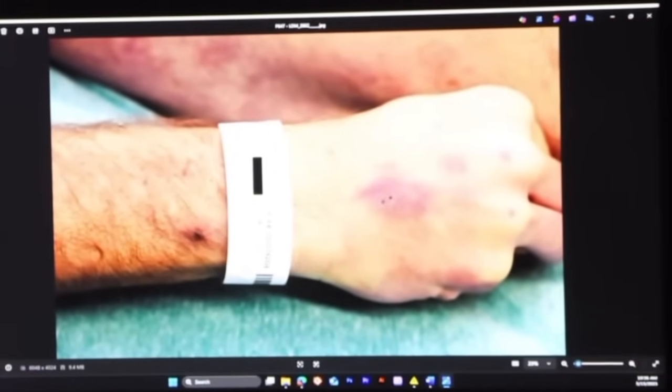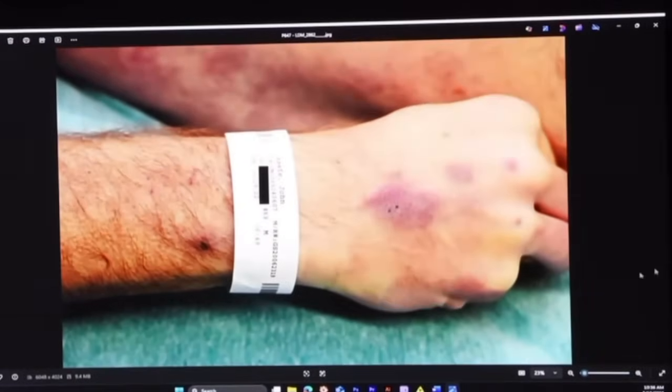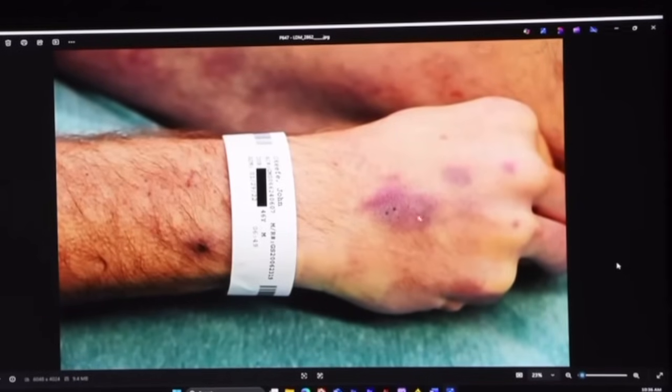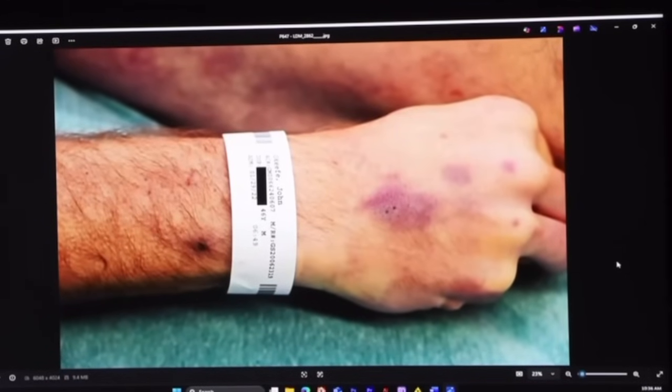May I approach, Your Honor? Yes. Doctor, I'm handing you a photograph. Do you recognize it from that photograph? Yes. What is it? This is the back of Mr. O'Keefe's right hand, I believe. And could you explain, you said there were 2 bruises. Could you point those out for us? Yes. There's one here and one here.